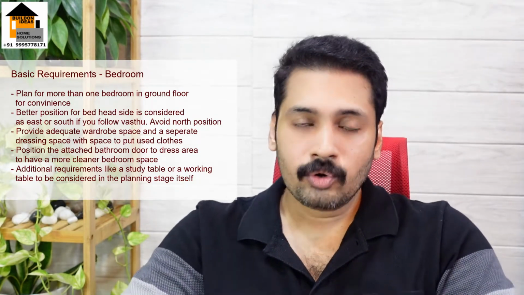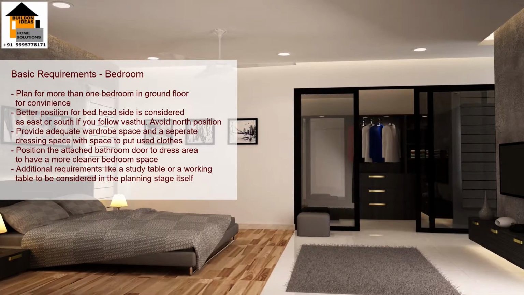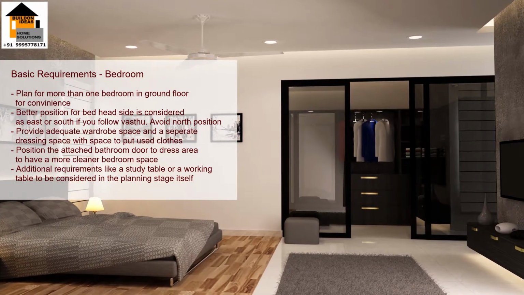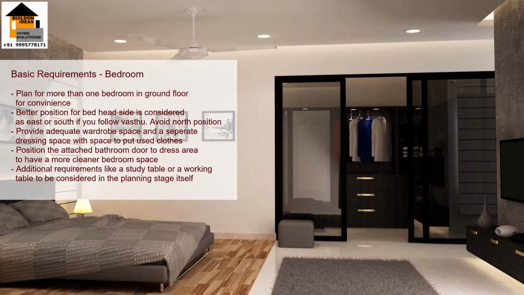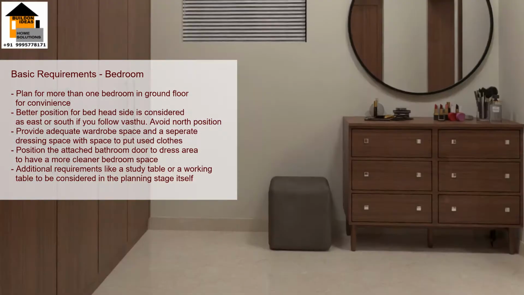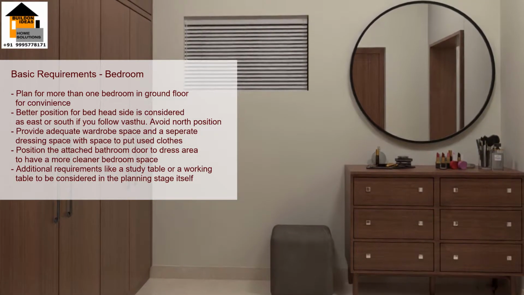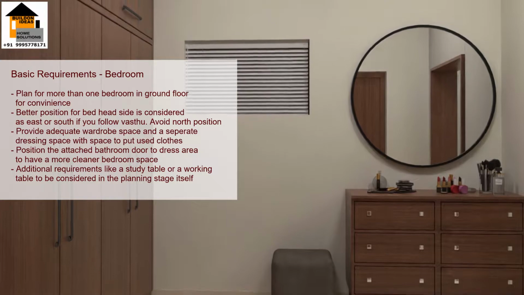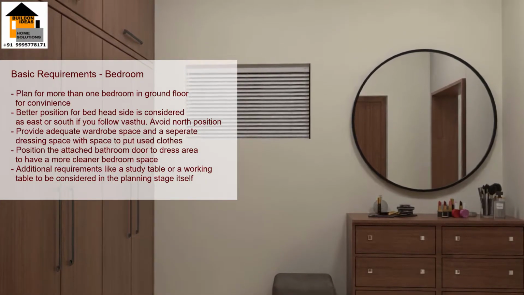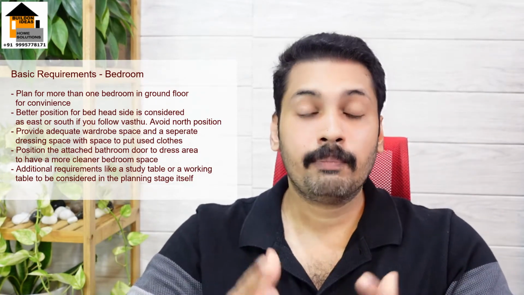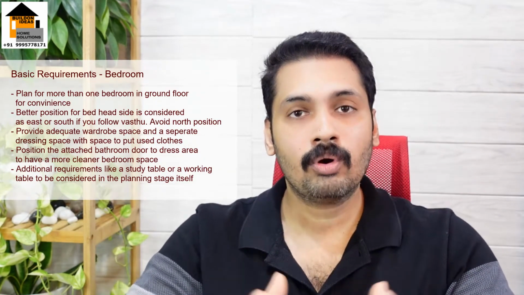When you consider the bedroom design, you can have an additional dressing space, so that you have a separate area for putting your used clothes and all, and then you can have a cleaner bedroom. Also, you can place the door of the attached bathroom towards the dress area, so that it doesn't affect the bedroom area, and you don't have the door facing your bed. You can avoid all these and plan accordingly, so that you have a cleaner bedroom.